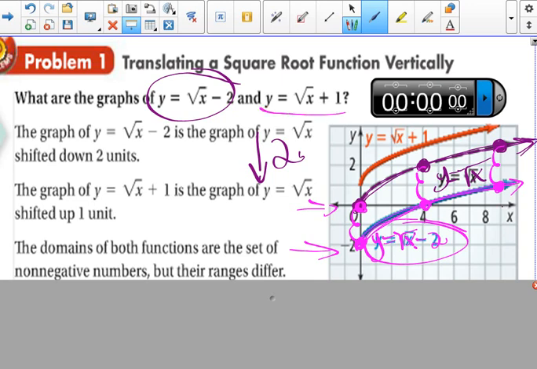Okay, let's look at the second one. Y equals square root of x plus 1. So again, you're going to take that parent function, and we've got a vertical movement of positive 1, so it means we're moving all those points up 1.